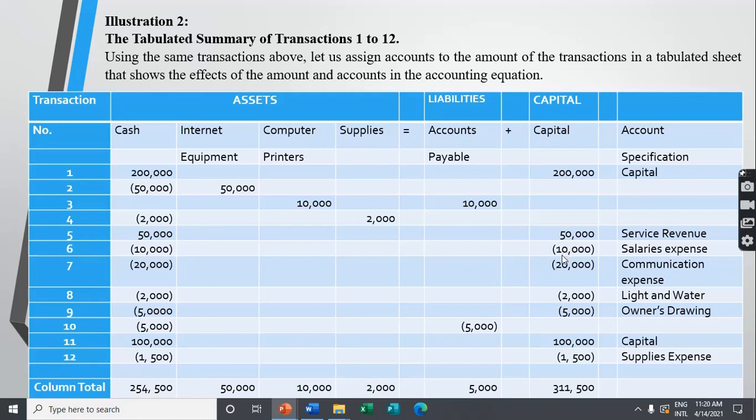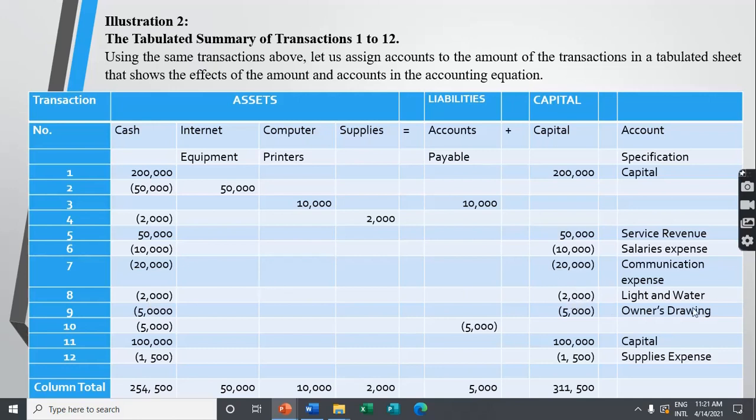Tama? Okay? Dito naman sa transaction number 7, nagbayad ka din ng communication expense. Ayan. So, nabawasan din yung cash mo, which is 20,000. Nabawasan din yung capital mo ng 20,000 para maging equal din yung accounting equation natin. And also, nagbayad ka din ng light and water. Ayan. Nabawasan din yung cash mo ng 2,000. Nabawasan din dun sa capital ng 2,000.